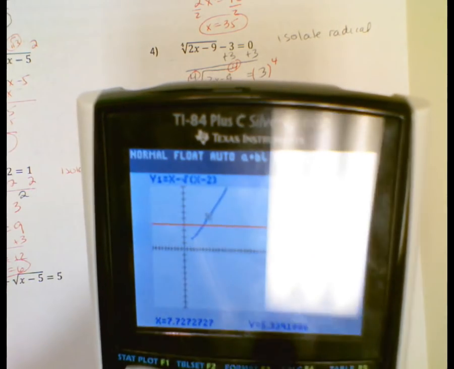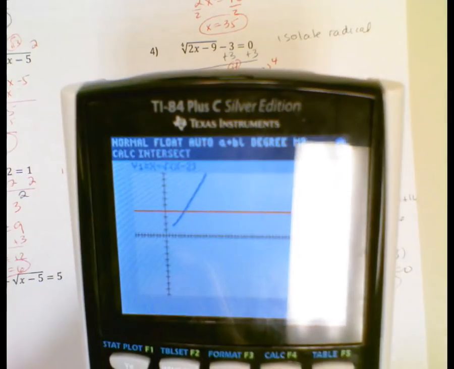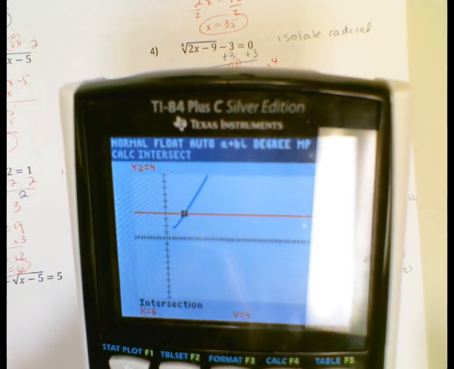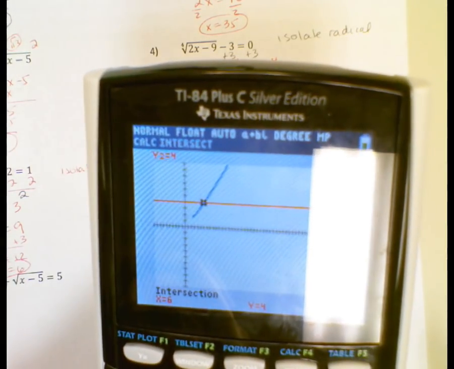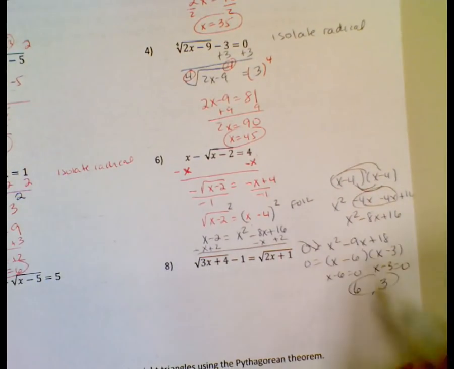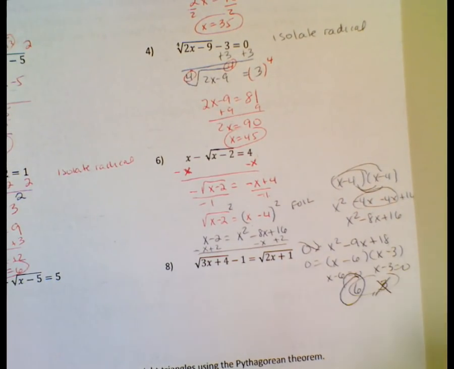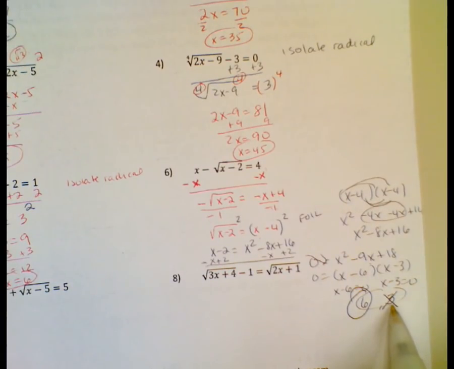Now press second, trace, intersect. Enter, enter, enter. The answer is 6. It's not 3. So 6 is the answer. 3 is extraneous. Let's just plug 3 in to show you that it doesn't work.